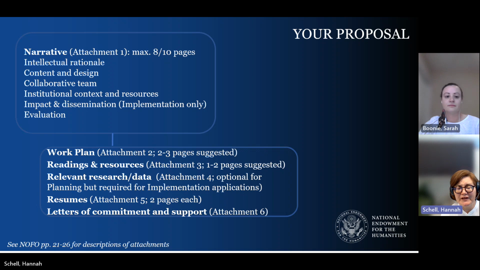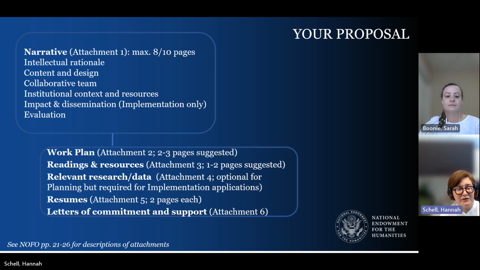The work plan is your schedule for the grant period, and you'll also provide a list of relevant readings, résumés for the personnel involved in the grant, and letters of commitment from the institution. You need at least one letter from institutional leadership, such as a dean or a provost, demonstrating their long-term support for the project. If you're applying at the implementation level, you'll also include an attachment with research or data providing evidence of the progress you've made. And you can read more about each attachment on pages 23 through 26 of the NOFO.